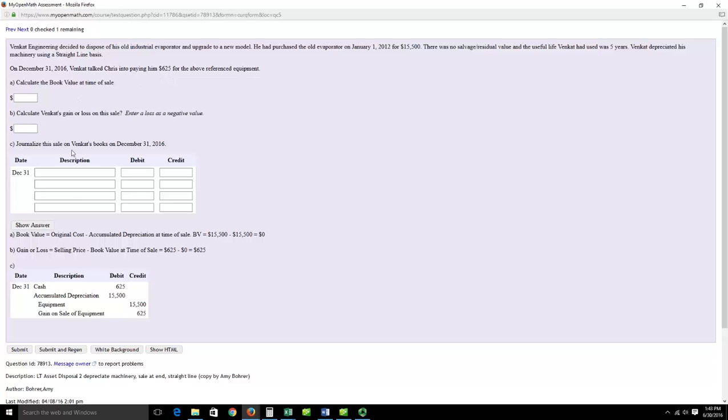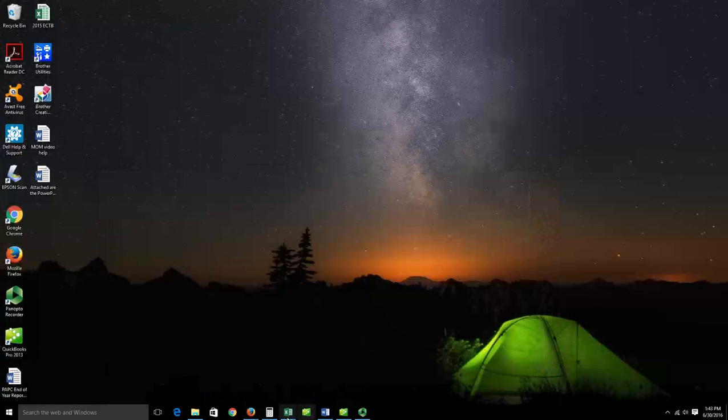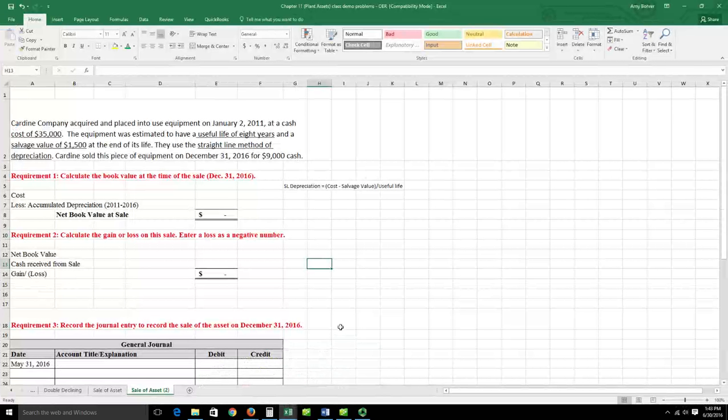And so you have a couple of different things that you have to key in here. You have to key in the book value, the gain or the loss on the sale of the asset, and you have to record the journal entry at the sale. So let me pull up my example here.